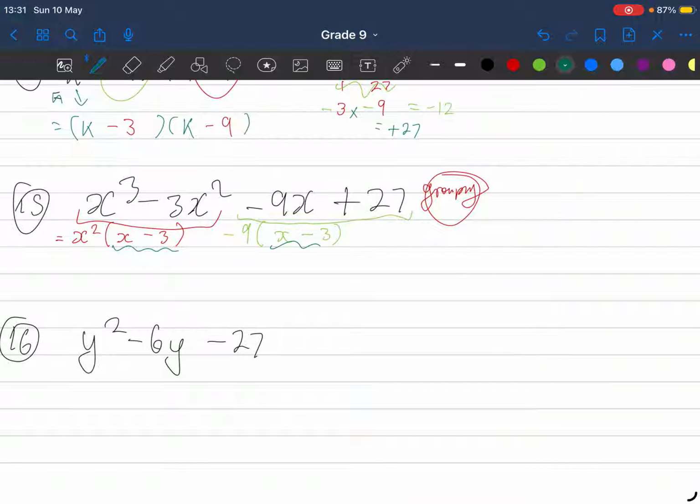These two are identical. Equals, let's take out the x minus 3 and we're left with x squared minus 9. I'm sure you've seen it. x squared minus 9 is dots. So equals x minus 3. Now when you factorize that with dots, you're going to get x minus 3 and x plus 3.